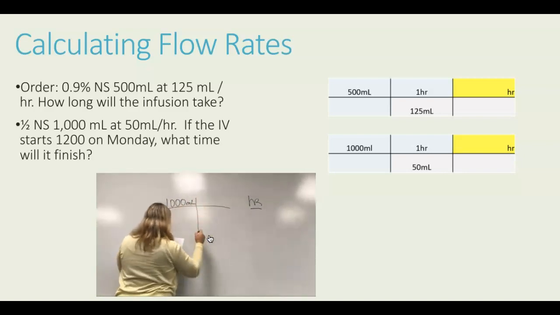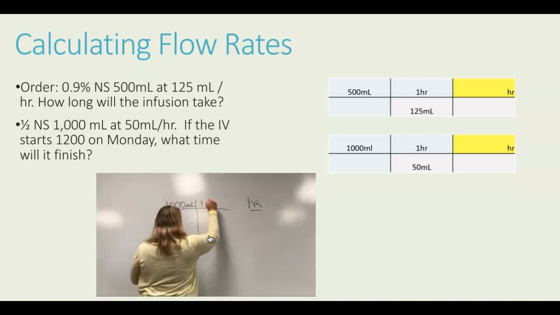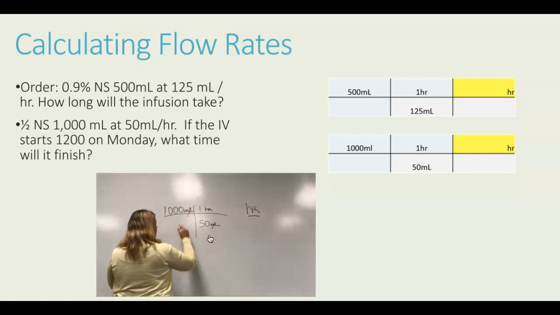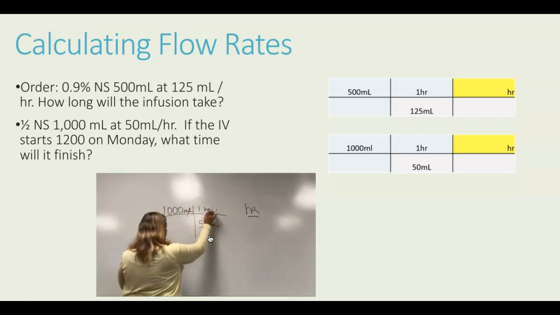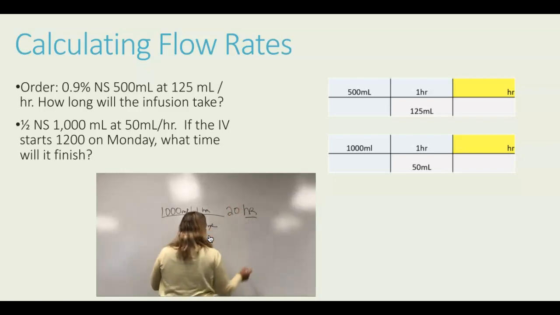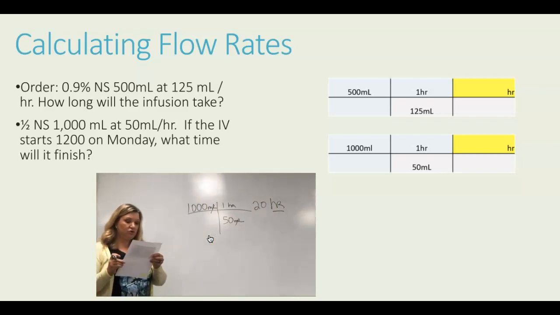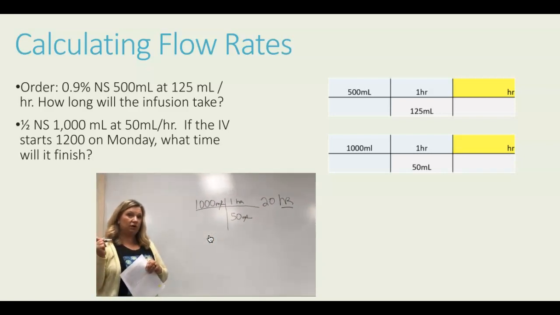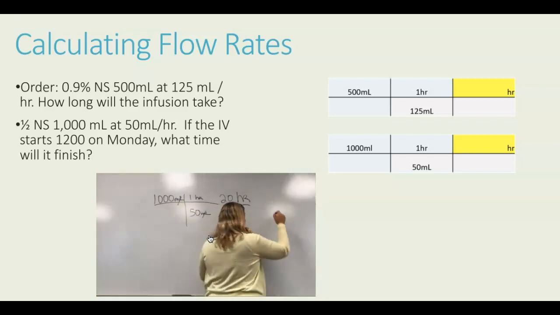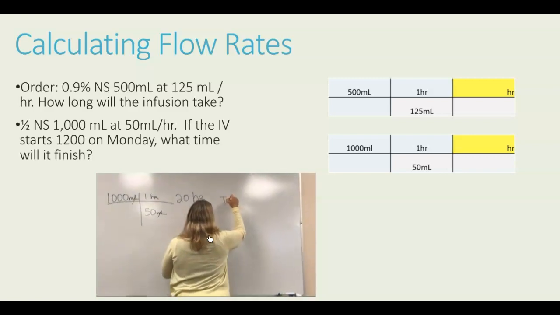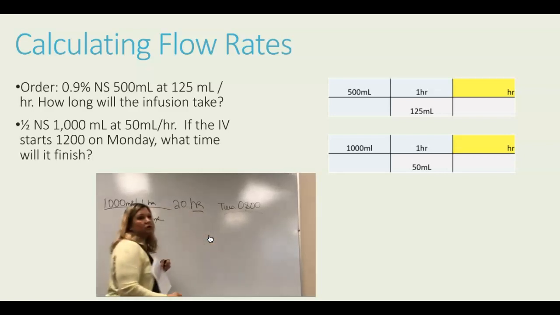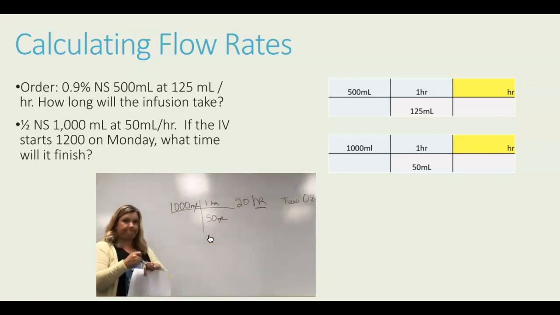And how fast is it going? It's going at 50 mils in 1 hour. And if your mils will cancel, I'm left with hours by itself. So 1,000 times 1 divided by 50, that will leave us with 20 hours. So if it starts at noon on Monday, what's 20 hours later? And remember, we have to do military time. So 20 hours from noon on Monday is going to be Tuesday at 0800. Make sure you use your military time.